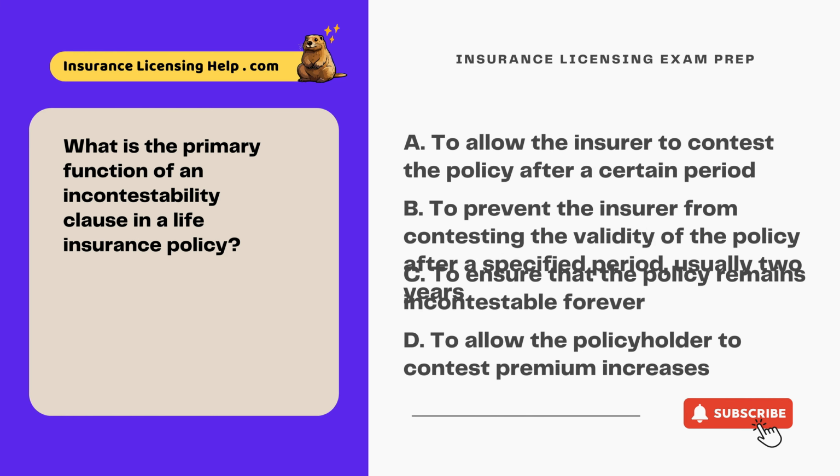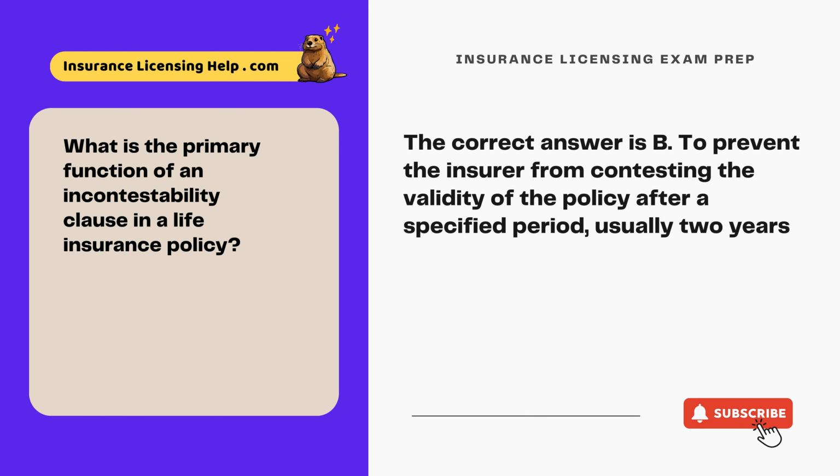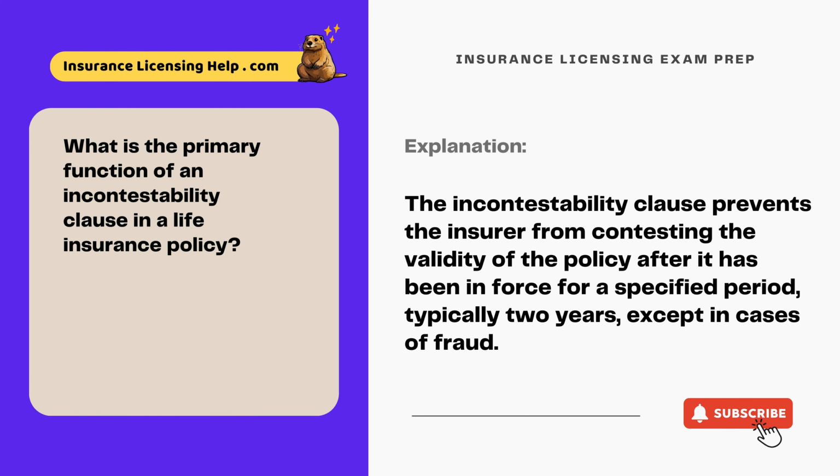What is the primary function of an incontestability clause in a life insurance policy? A. To allow the insurer to contest the policy after a certain period. B. To prevent the insurer from contesting the validity of the policy after a specified period, usually 2 years. C. To ensure that the policy remains incontestable forever. D. To allow the policyholder to contest premium increases. The correct answer is B. The incontestability clause prevents the insurer from contesting the validity of the policy after it has been in force for a specified period, typically 2 years, except in cases of fraud.